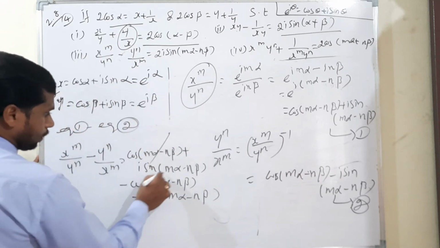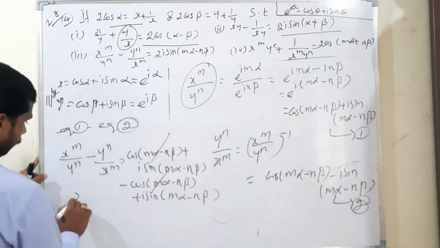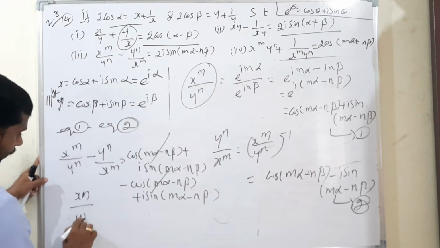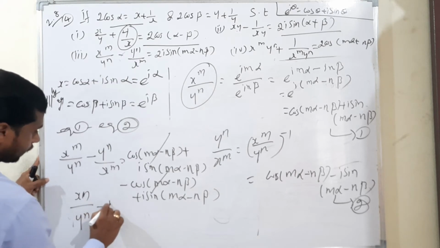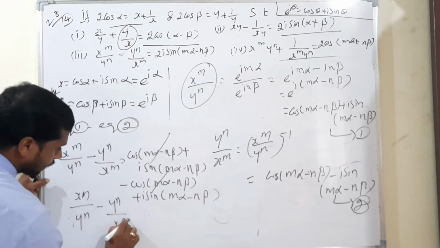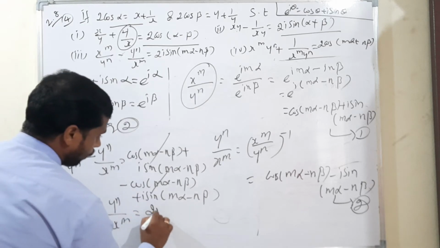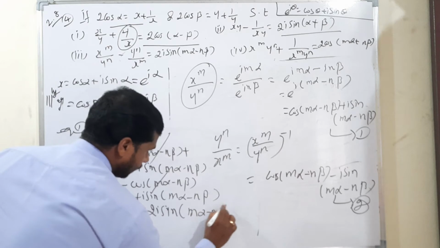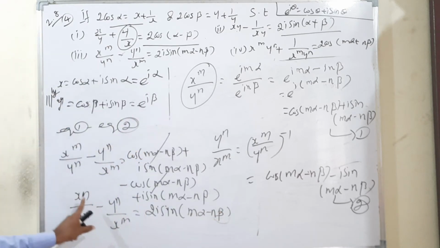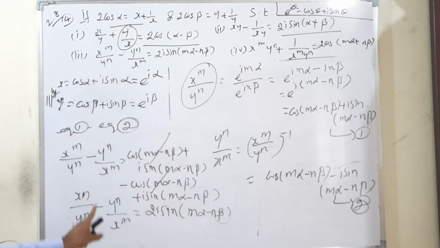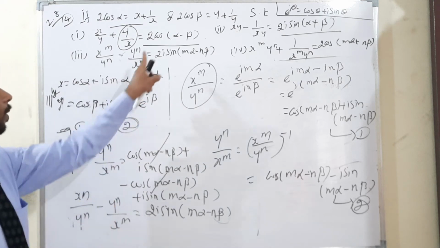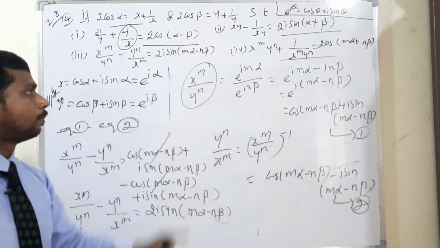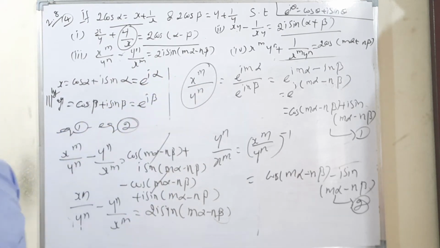So cos minus cos cancels. Therefore the final answer: x to the power m divided by y to the power n minus y to the power n divided by x to the power m is equal to 2i sin of m alpha minus n beta. Look at that. Third condition also clear. I am moving to the fourth one.